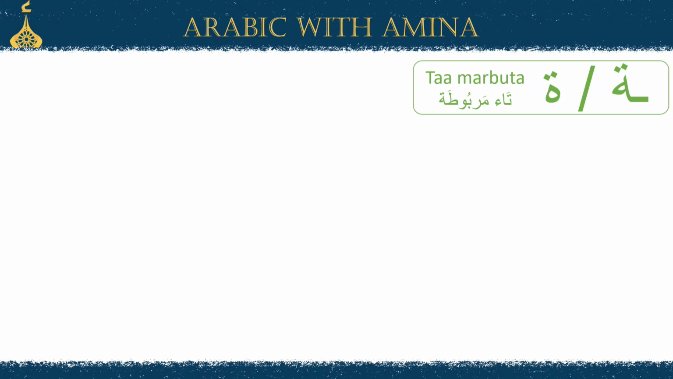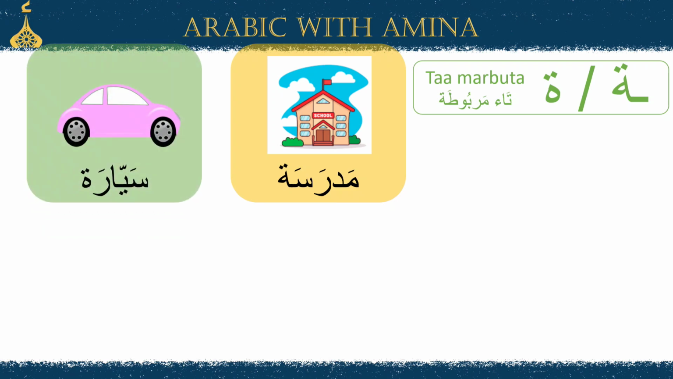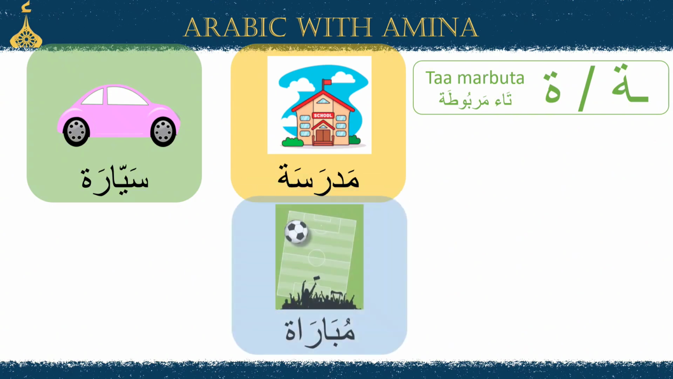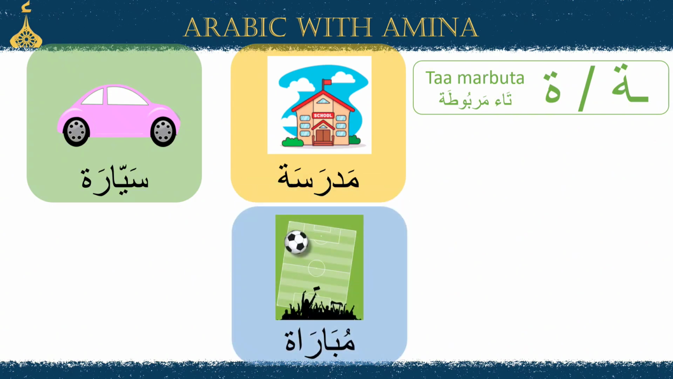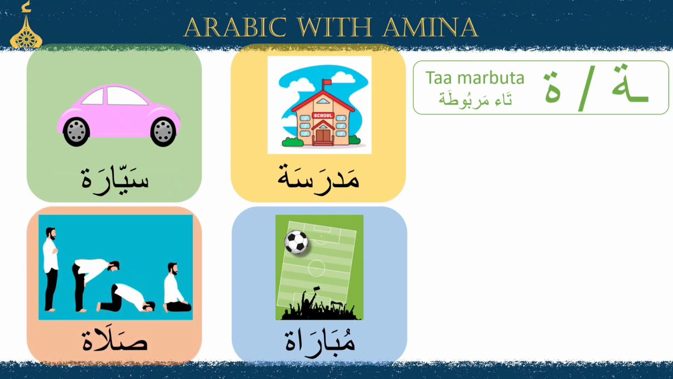Sometimes ta marbuta is simply part of a word's original form or spelling and cannot be removed, like in the words madrasa, school, sayyara, car, mubara, a match, salah, prayer.